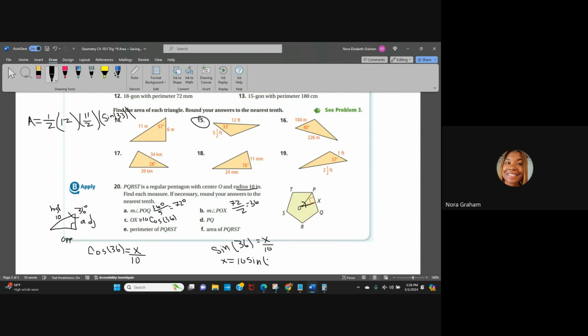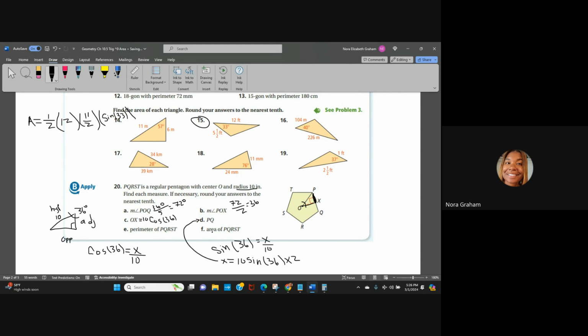But remember, that doesn't give me everything. They want my whole side right here. They want all of PQ. So I have to multiply, because right now I just found this, okay? But I need to find my whole side, so I need to multiply this by 2. And that will find my whole side of PQ, okay? So for this one, that's D.